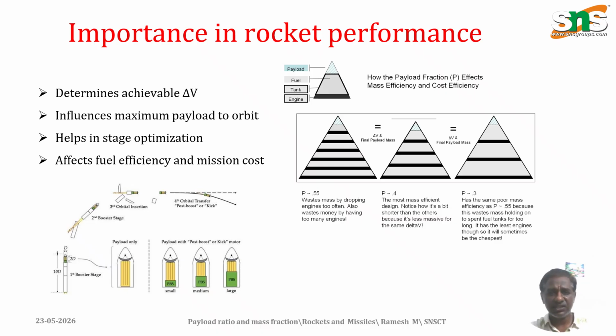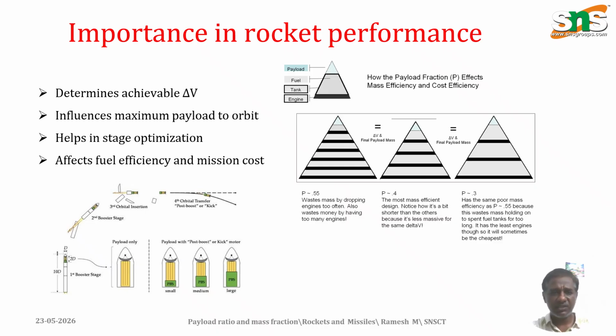The ability of the rocket to generate sufficient thrust and maintain acceleration determines whether the mission objectives can be achieved successfully. High performance propulsion systems provide greater specific impulse and better fuel efficiency, enabling rockets to travel further with reduced propellant consumption. This is especially important in deep space exploration missions where fuel availability is limited and mission duration is very long.